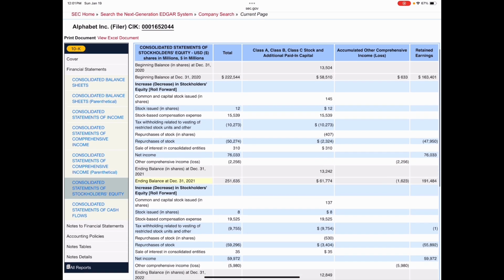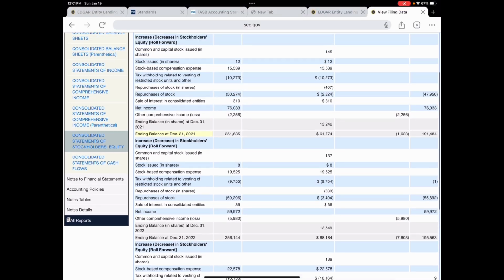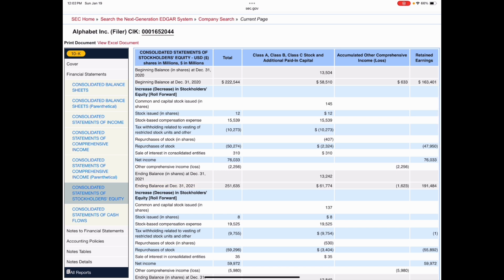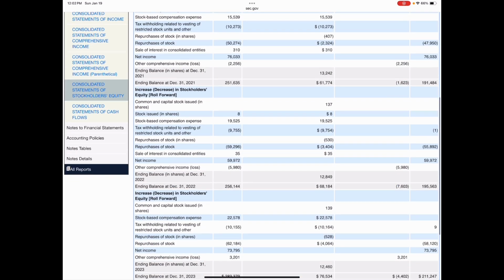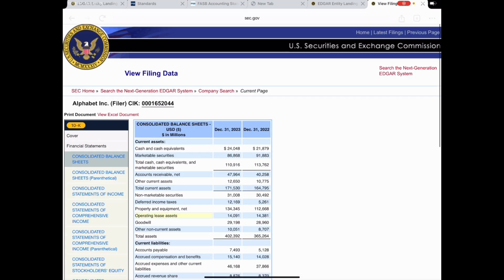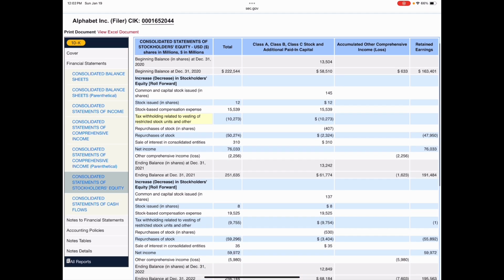The next one is stockholders' equity. Okay, it's quite big. So this one reports in the past 3 years, the changes in the equity accounts. It includes the change in the stock and the additional paid-in capital, the change in other comprehensive income, the change in the retained earnings. Let me scroll down to the current year. The $283 billion, that's the total equity balance at the end of 2023, is consistent with the number here in the balance sheet. It is $283 billion, right? Basically, the statement of stockholders' equity tracks the changes in the different equity accounts.